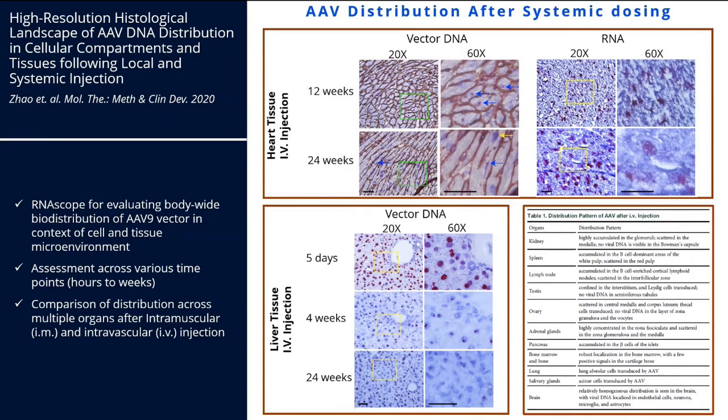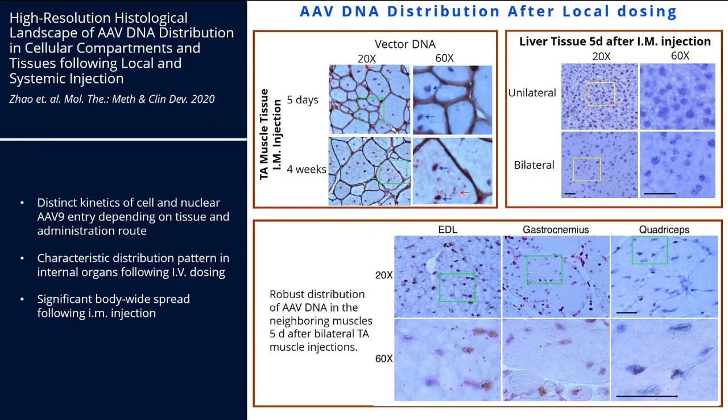Looking at the data from the local intramuscular dosing, on the top left panel, you can see vector detection in the actual TA muscle 5 days and 4 weeks after injection, where we can see both nuclear as well as episomal signal. The data also show that even after a local IM injection, there is vector signal in multiple other organs, such as the liver, shown here on the top right panel, as well as the neighboring muscle tissues that are shown in the bottom panel. Altogether, this work shows how RNAscope can be used to generate a detailed spatial and cellular map of target biodistribution that can inform next steps in the preclinical stage of drug development.